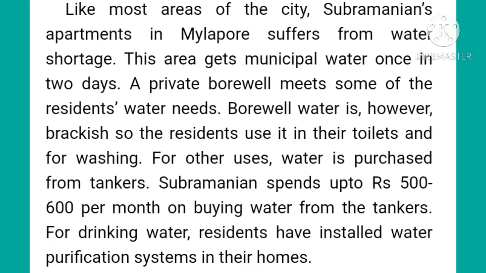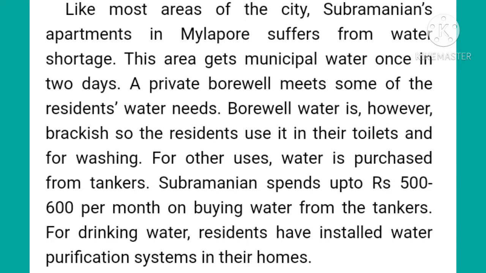For other uses, water is purchased from tankers. Subramanian spends up to rupees 500 to 600 per month on buying water from the tankers. For drinking water, residents have installed water purification systems in their homes. Means they are not getting water for drinking. They have to purchase the drinking water and then purify this water for their use.